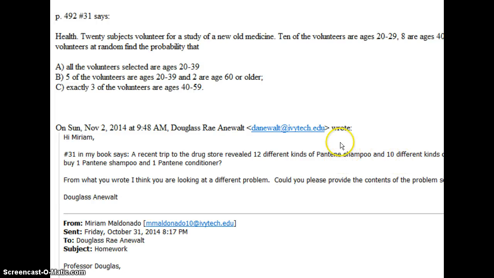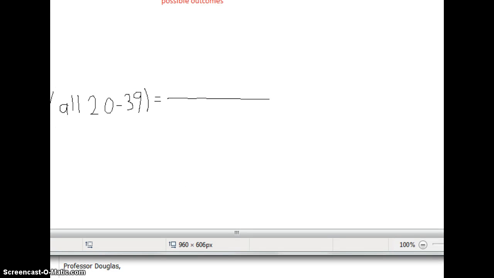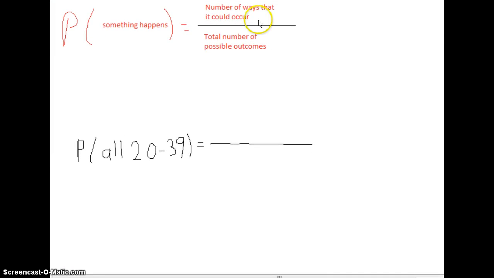Alright, so to solve these three problems here, we need to set up that ratio for probability, where the bottom part is the total number of possible outcomes, and the top part is the number of ways that whatever's in here could occur. So the first part, A, was what's the probability that all 7 people selected are 20 to 39?